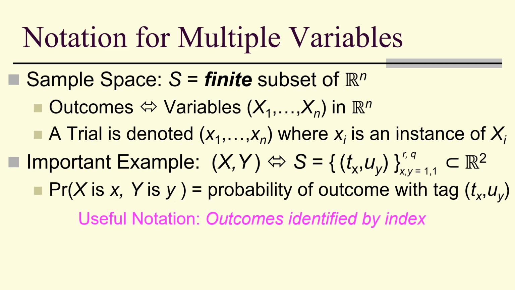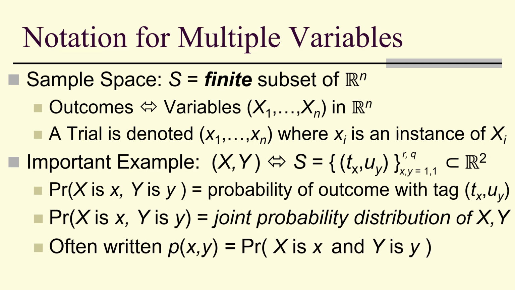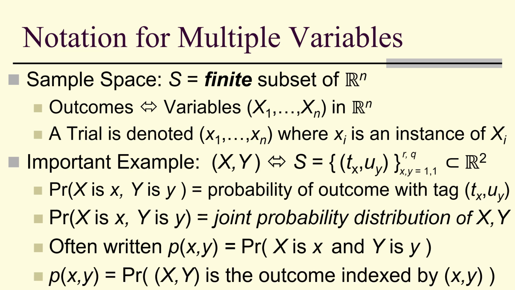Now very often, we just identify outcomes by indices. So the probability that X is x, Y is y, is the joint probability distribution of capital XY. And we often write it P of xy in function notation, the probability that capital X is the index x and capital Y is the index y. In other words, the P of xy function notation is the probability that XY is the outcome tagged by lowercase xy, the Tx-Uy pair.